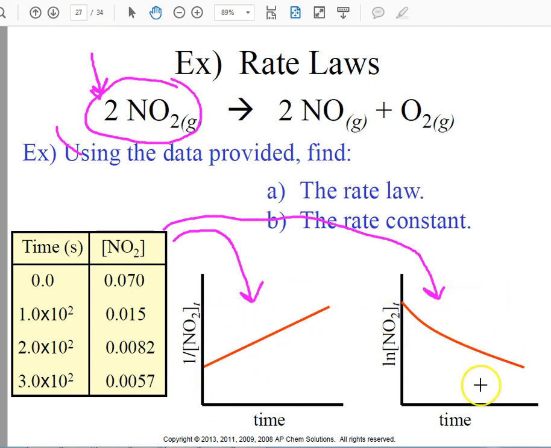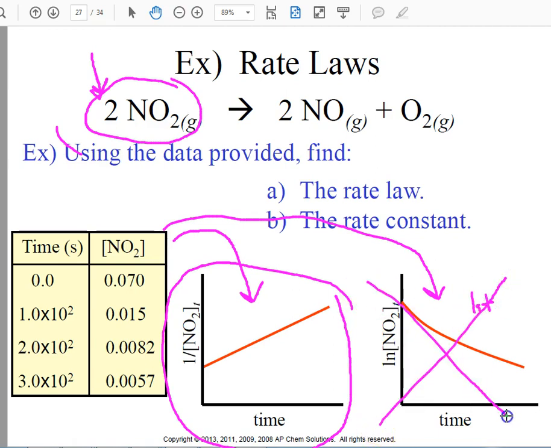Now, which of these gave us the most straight line? The inverse plot gives us a more straight line. So that tells us that it is what order? Well, the natural log plot is for first order, right? And that didn't produce a straight line, so I know it's not first order. But the inverse plot did give me a straight line, so that means this must be a second order reaction.